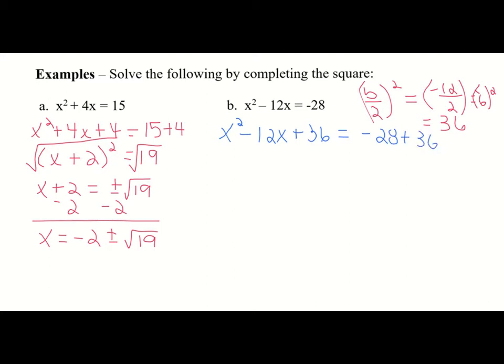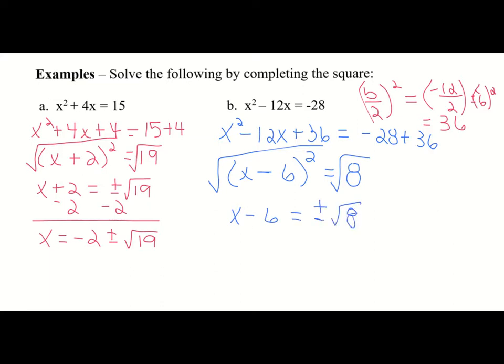And now we're going to simplify everything. So on the left-hand side, we have a perfect square trinomial, with a minus and a plus. So when we factor it, it's going to be x minus the square root of 36, which is 6. So x minus 6 squared is equal to a positive 8. And now we use our square root principle. We're going to take the square root of both sides. And x minus 6 squared becomes x minus 6. It's going to be equal to positive or negative square root 8.